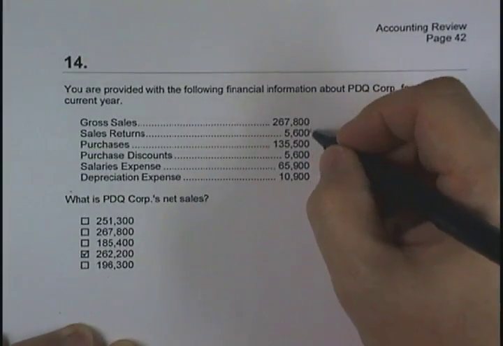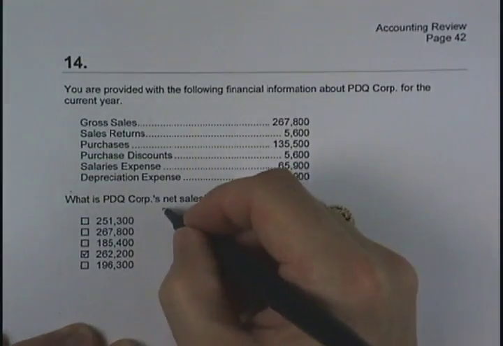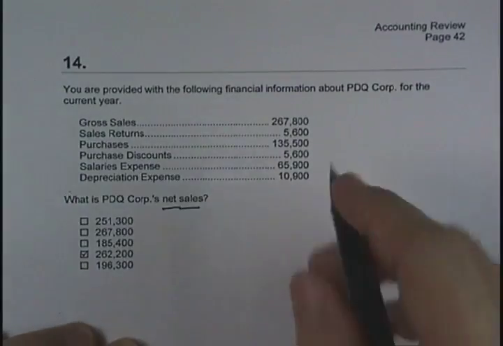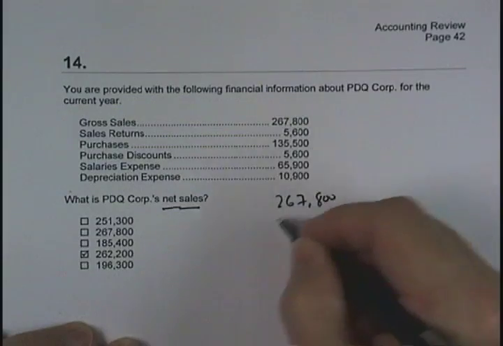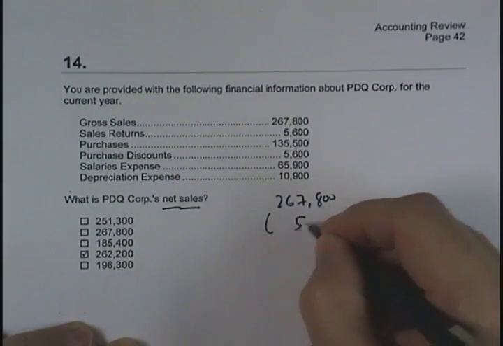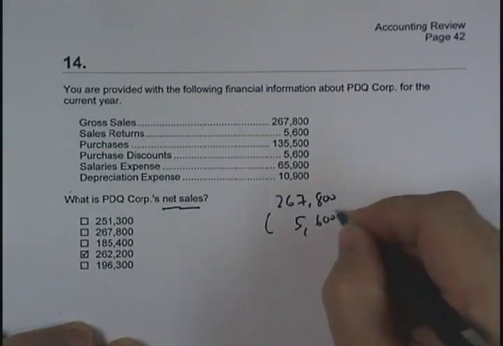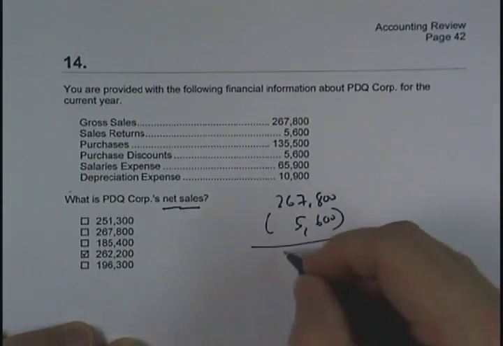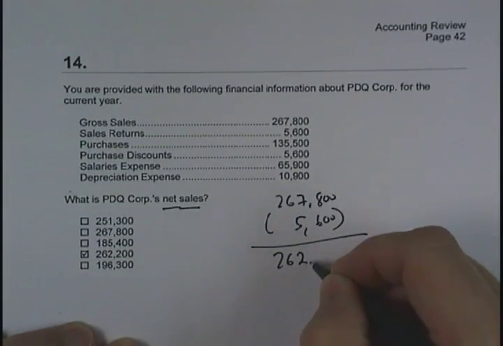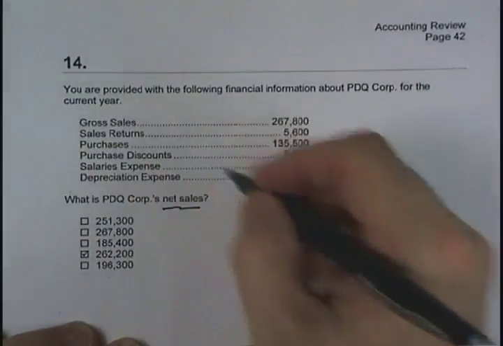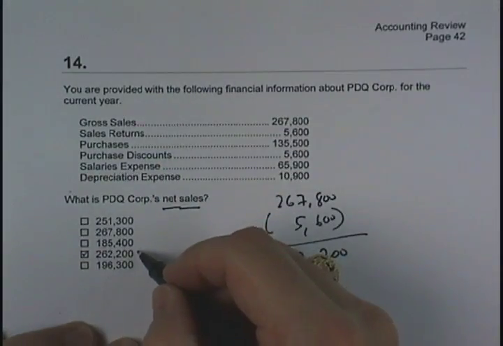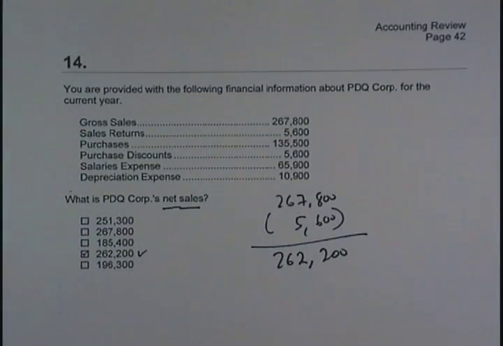In problem 14, we're given some financial information for PDQ. We're given gross sales and sales returns, and we're asked for the net sales. When we record the gross sales of $267,800, if we make a return, or we receive a return against our sales of $5,600, that comes off, and so the net sales recorded for the year, net of the sales returns, will be $262,200.